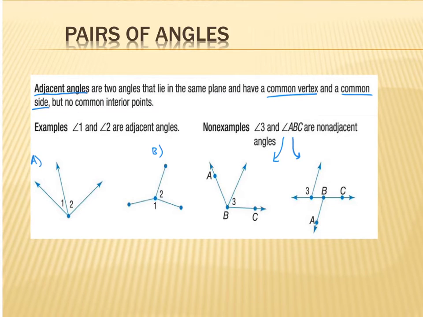Now over here, in both of these examples, these are non-examples of adjacent angles. If you're looking at angle ABC, it is not adjacent to angle 3 because angle 3 is inside of the bigger angle. So you can't have an angle inside another angle. That's not adjacent. And then over here in this other picture, they don't share a vertex. They need to share a vertex in order to be adjacent.